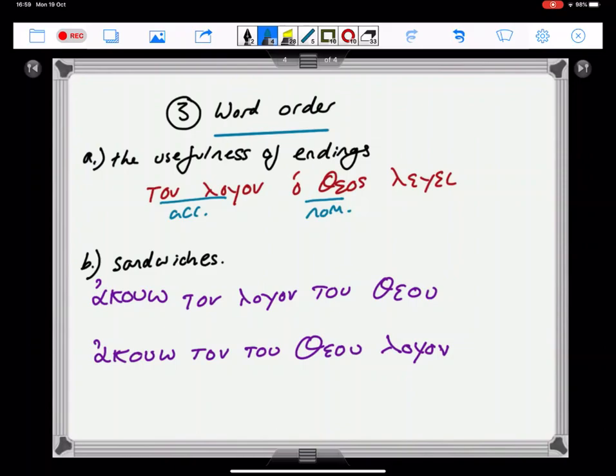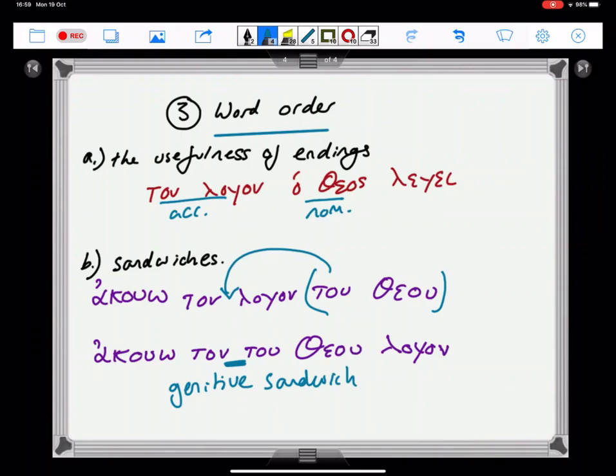So, akouo ton logon tou theou, I hear the word of God. The word of God, whose word is it? It's the word of God. So the word of God is describing the word. So you might want to put it in the adjective position. And then you get ton tou theou logon. And you get this weird situation where you get two articles next to each other. And this is called a genitive sandwich. The genitive is describing the noun in some way. And so it goes in the normal descriptive word order position between the article and the noun.